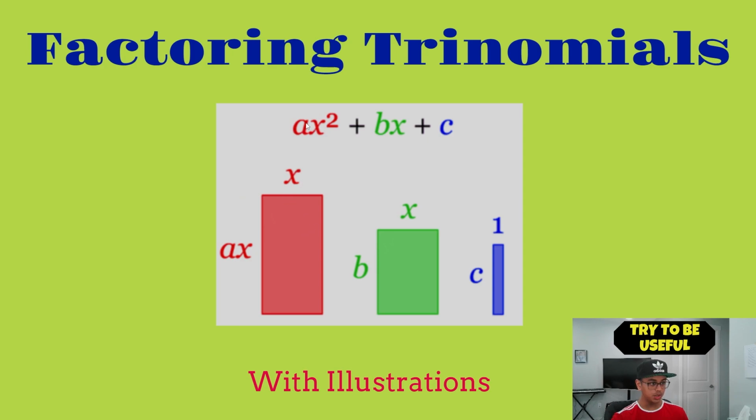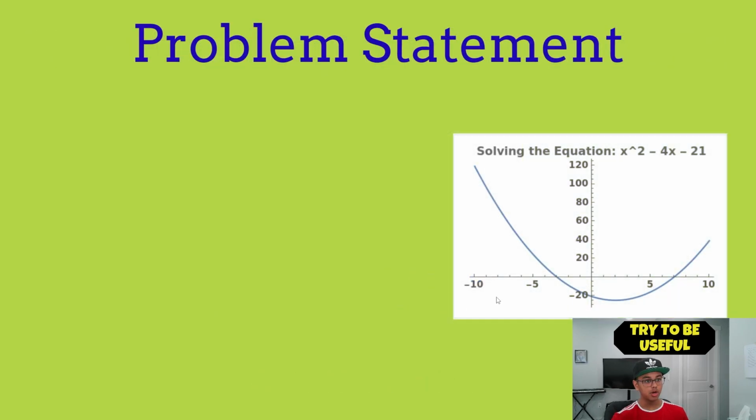So for example, we have ax squared, so that means ax times x. So this is how ax squared would actually look, and for bx it would look like this, and for c it will just look like this. So let's just get started with our problem statement.